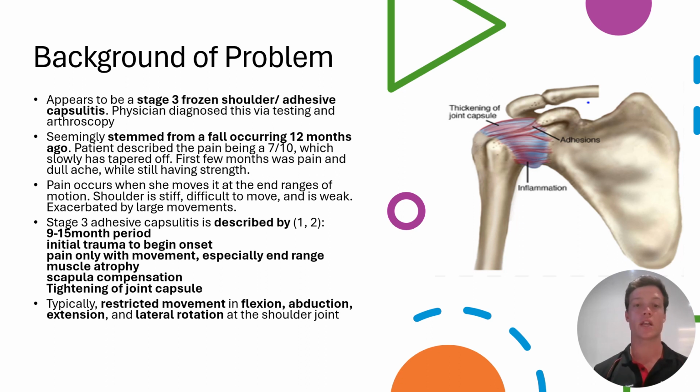Upon referral, we know that the injury is described as stage 3, and this is characterized by the following: a 9 to 15 month period, pain only with movement and at the end ranges of motion, compensating movements with the scapula rather than the shoulder joint, slight muscular atrophy compared to the contralateral limb, and tightening of the glenohumeral joint capsule lining. Overall, it mainly comes in the form of reduced range of motion in shoulder flexion, abduction, extension, lateral as well as medial rotation, and pain when only moving.